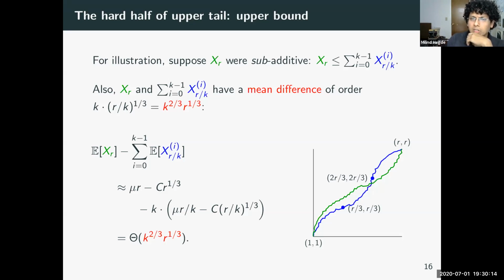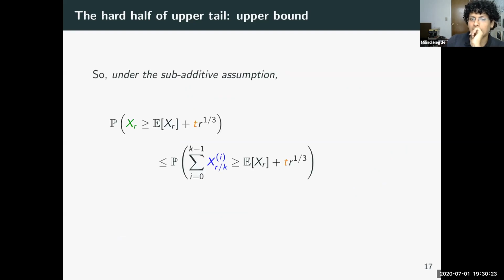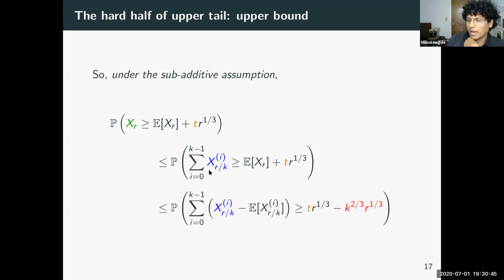Okay, so the point is we're assuming this subadditive assumption, which is not correct, but just for simplicity. So the event that this is big implies the event that the sum is big with the same expectation. These things, the blue things, are independent, but we'd like them to be mean 0 as well to apply some concentration estimates. So we'll replace the expression of xr with the expression of the sum. And to do that, we have to pay the mean difference between the two quantities. So we subtract off this k to the 2/3 r to the 1/3.